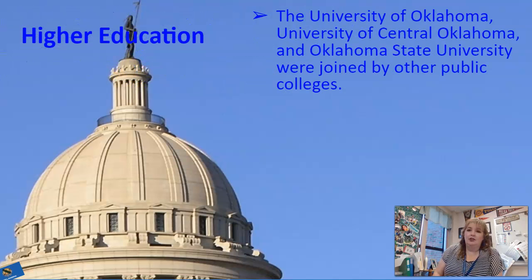And as far as higher education, we see the University of Oklahoma, University of Central Oklahoma, and Oklahoma State University all created or named as state institutions. Most of them were already in existence. I guess all of them were at this point. Oklahoma State was originally called Oklahoma A&M, Oklahoma State A&M.